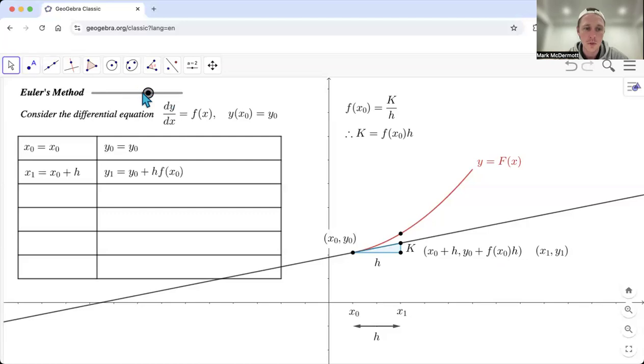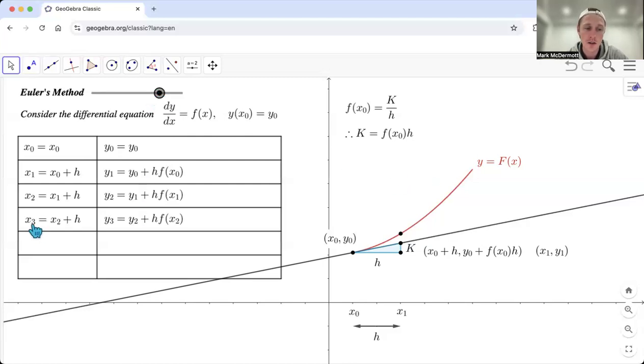Okay, so this is what we're going to put in our table here. We're going to say x1 equals x naught plus h, y1 equals y naught plus h times f of x naught. So that's this here. And then you keep going. x2 equals x1 plus h, because you could just keep going, right? You could keep going along, and you would keep getting values that are close to, or approximations of, your solution to the differential equation.